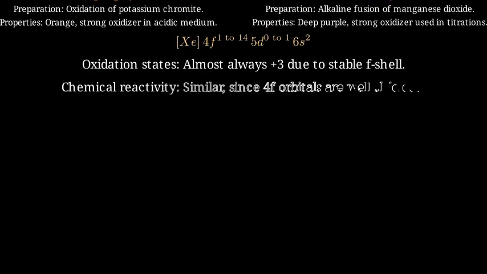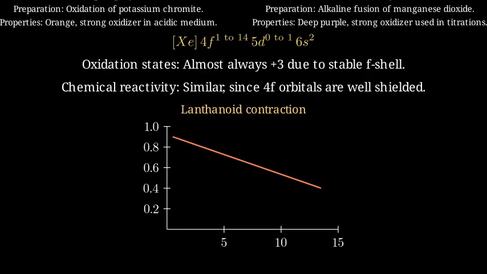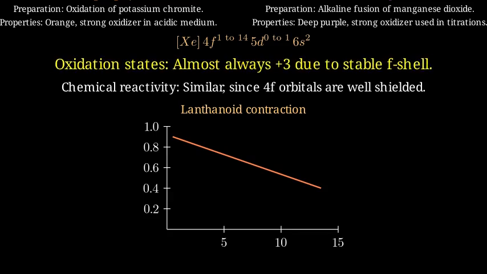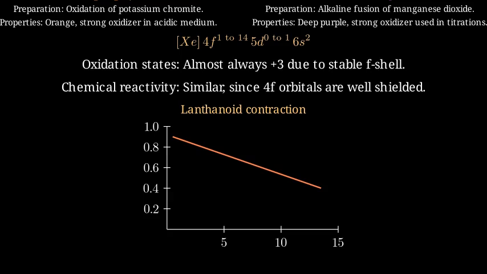Now let's move to the F block with the lanthanoids. Their general electronic configuration is the xenon core followed by 4f electrons filling from 1 to 14, with 6s^2 electrons. They almost always show a +3 oxidation state, and their chemical reactivity is similar because the 4f orbitals are buried. Lanthanoid contraction refers to the steady decrease in ionic radius from lanthanum to lutetium, which affects the chemistry of later transition metals too.